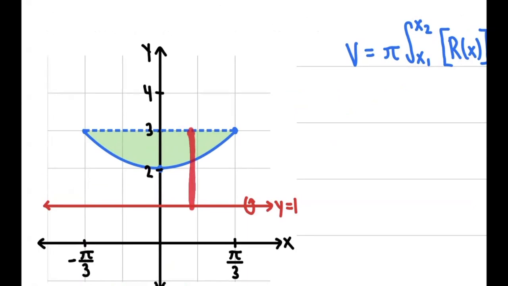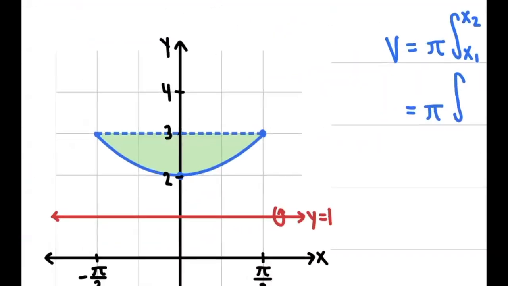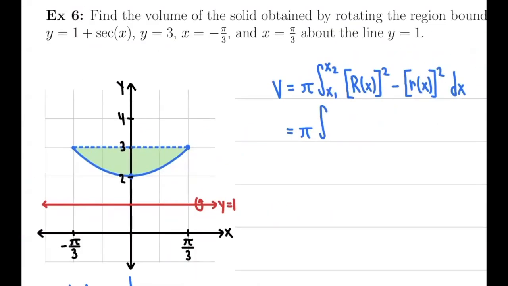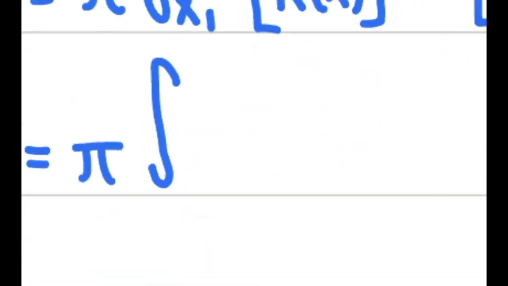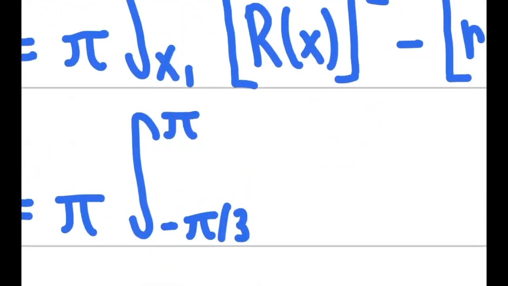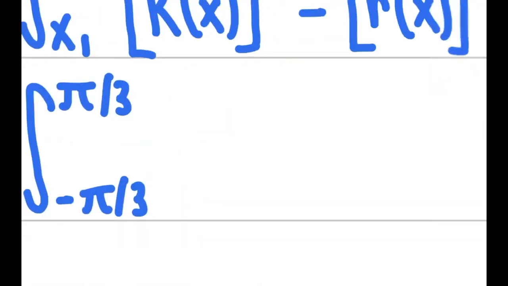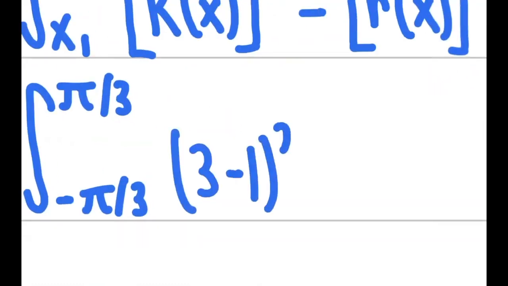The distance is just 3 minus 1. That's the outer radius. What are the bounds of this integral, from what to what? From negative pi over 3 to pi over 3, exactly, because it's in terms of x. So negative pi over 3 to pi over 3, and the outer radius is 3 minus 1, and we're squaring it.